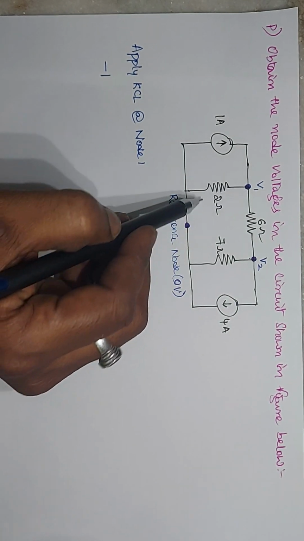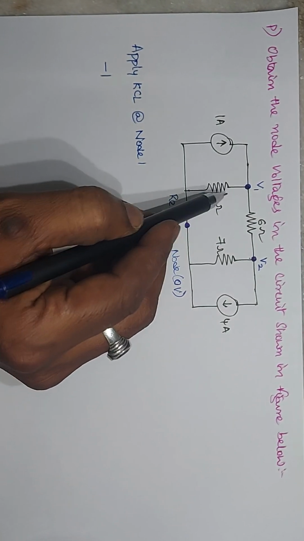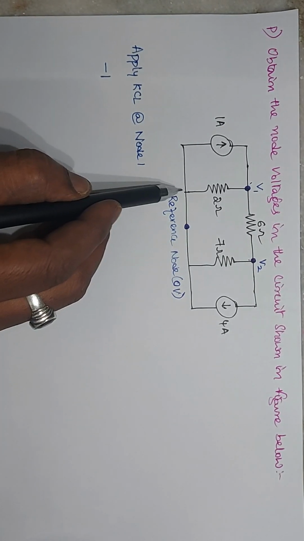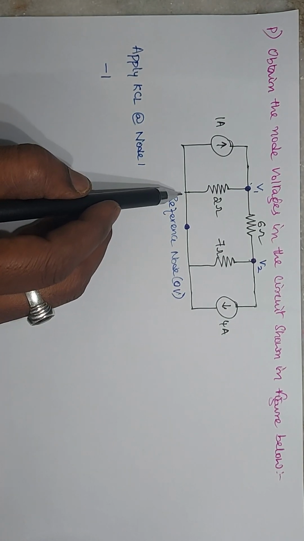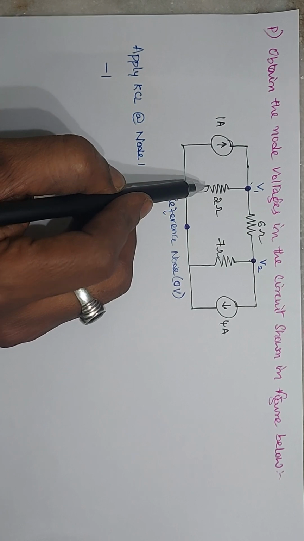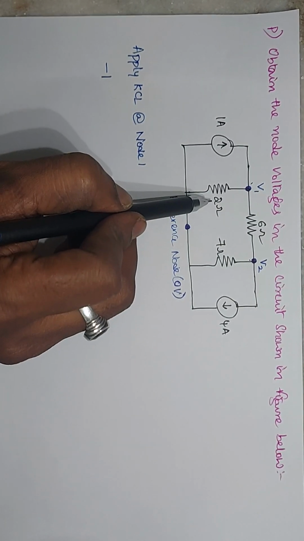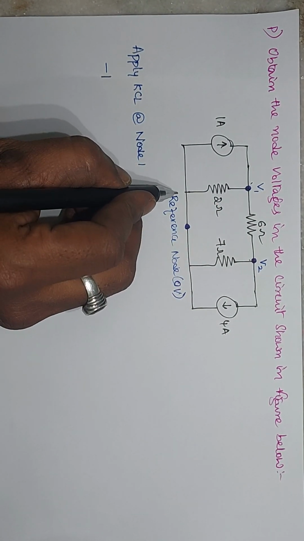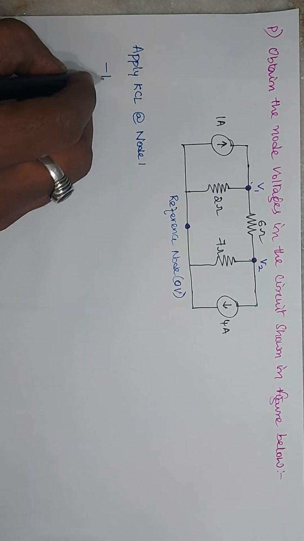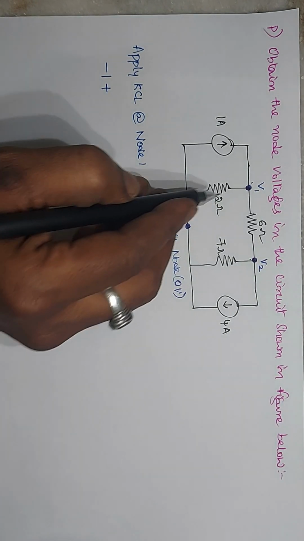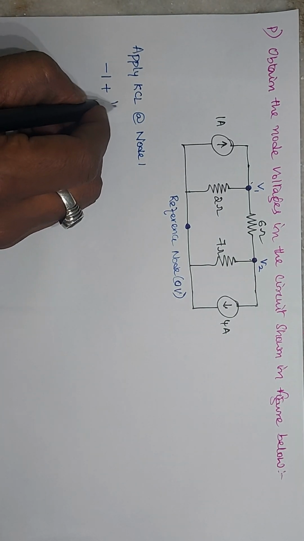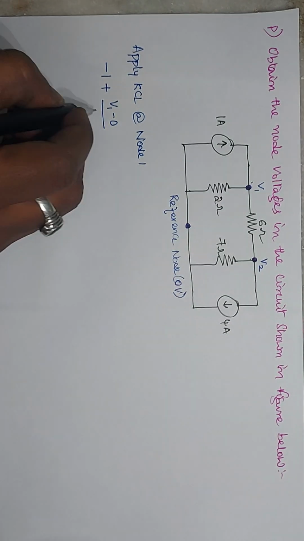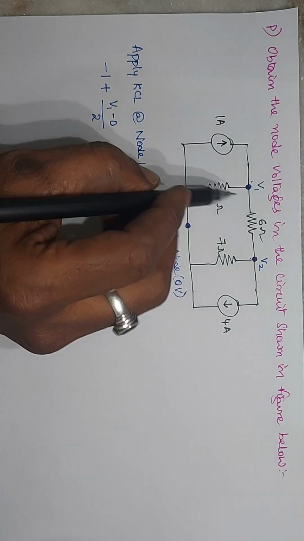Next, here 2 ohms is there. This 2 ohm resistor has two ends. One end is connected to the potential V1, another end is connected to the reference node, 0 volts. So what is the current formula? Current is equal to potential difference divided by the resistance. What is the potential difference? V1 minus 0. The current is leaving from this node, so I will consider it a positive polarity. Now V1 minus 0 is the potential difference, divided by the resistance in this path, 2 ohms.